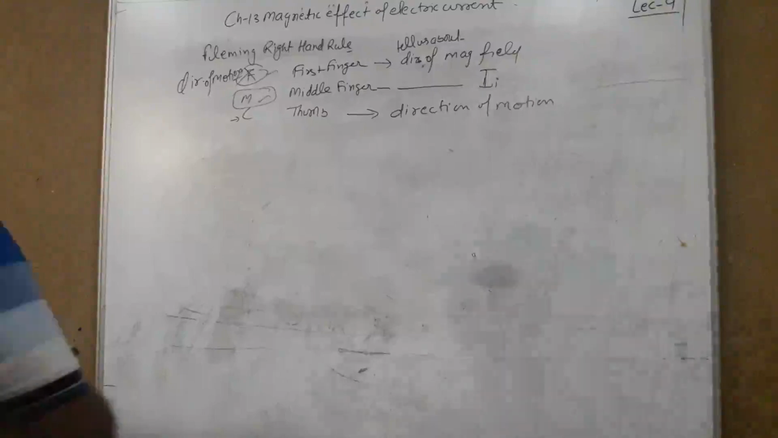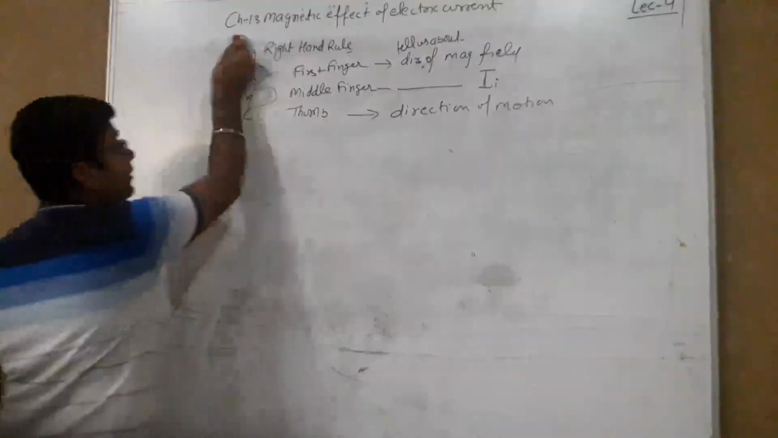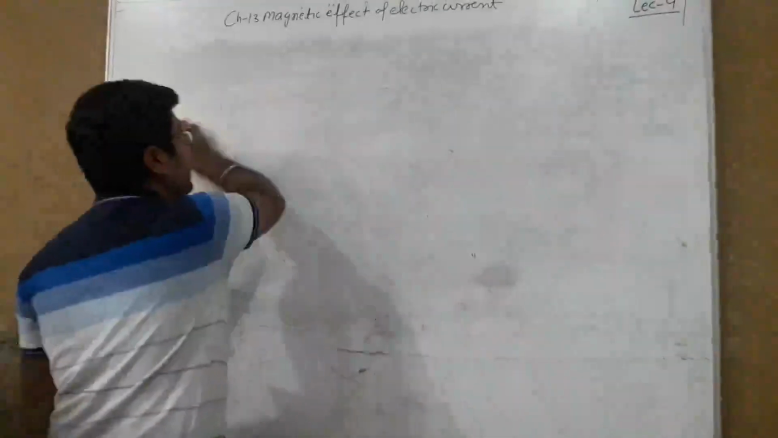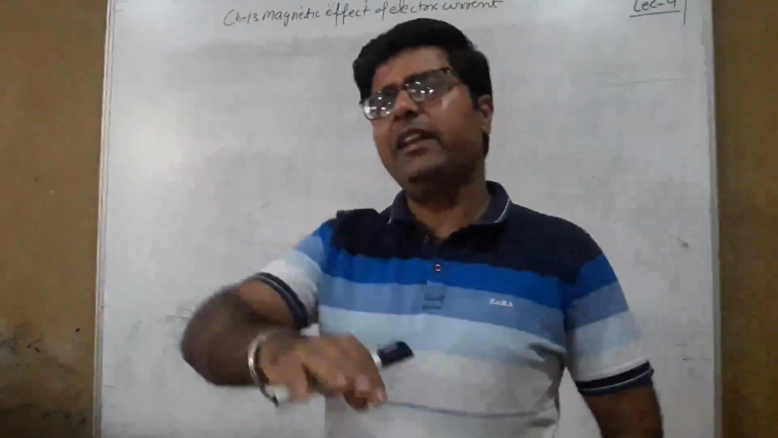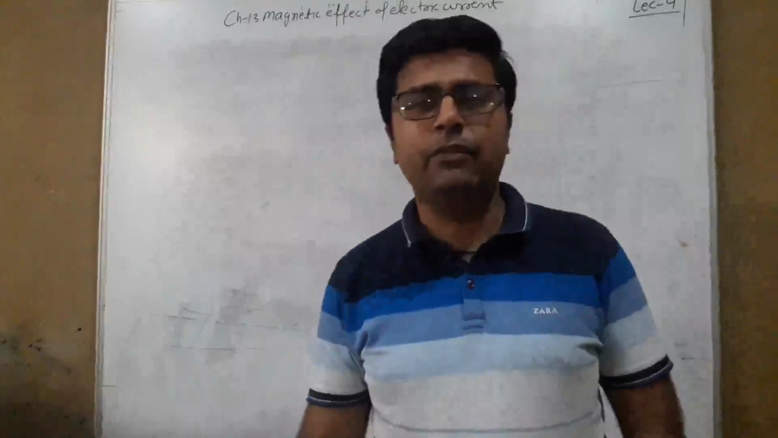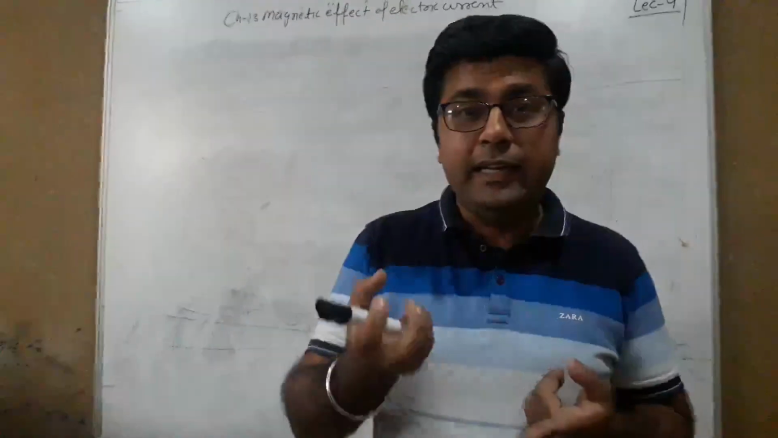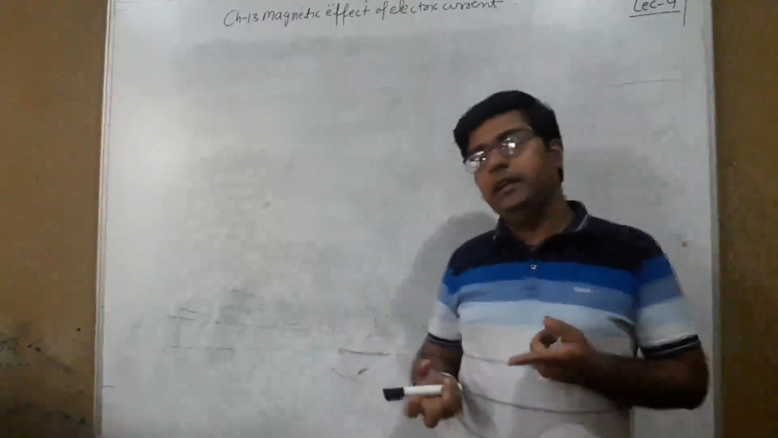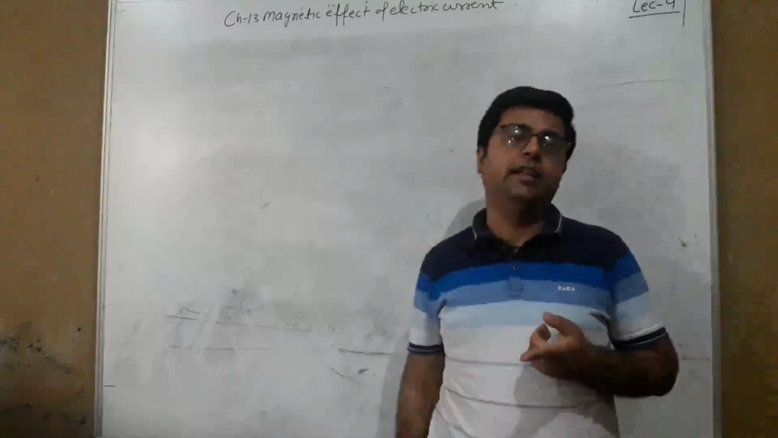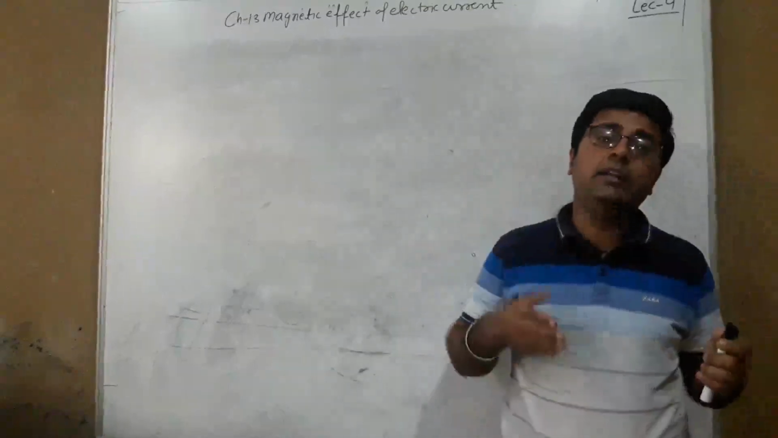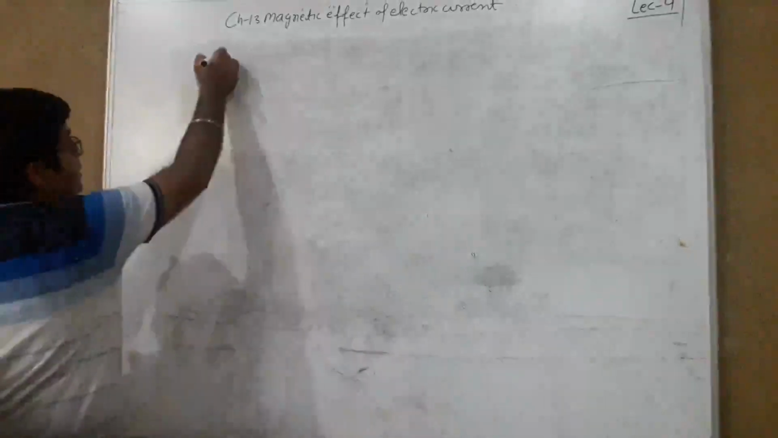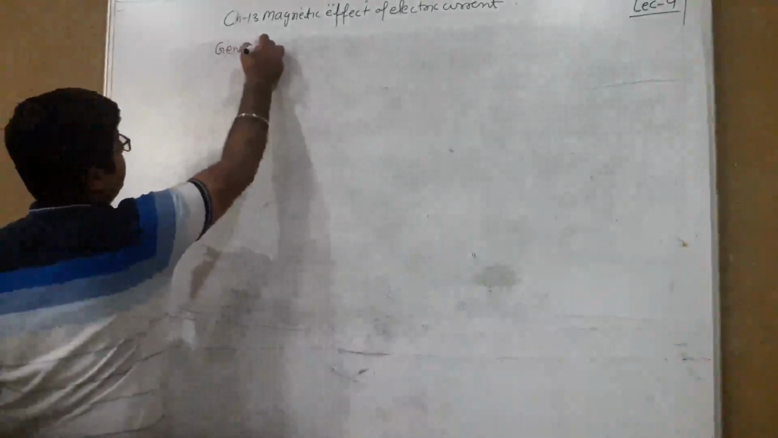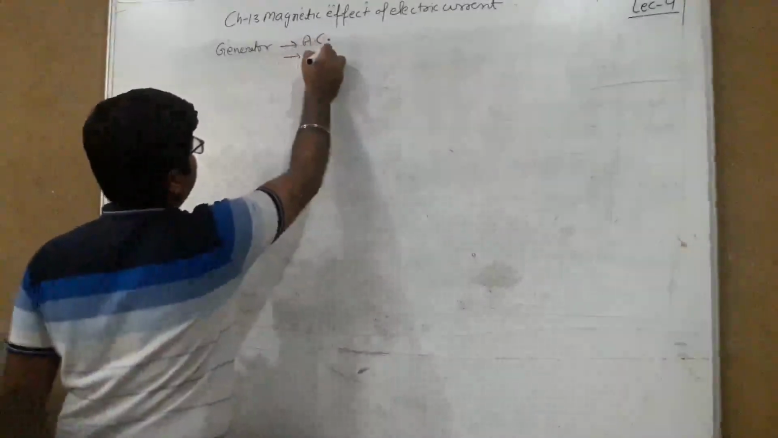So let's move to the next, that is the AC generator. The AC generator is almost the same. The only difference between a generator and a motor is that in a generator we are giving mechanical energy and getting electrical energy, but in a motor we are giving electrical energy and taking back mechanical energy. This is the only difference. We have two types of generator, AC generator and DC generator.